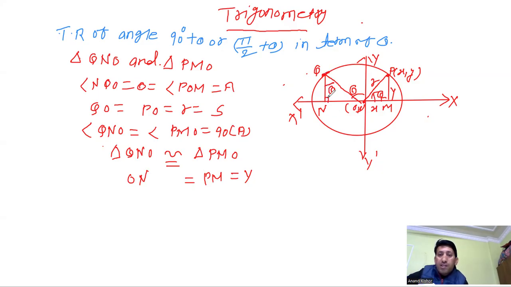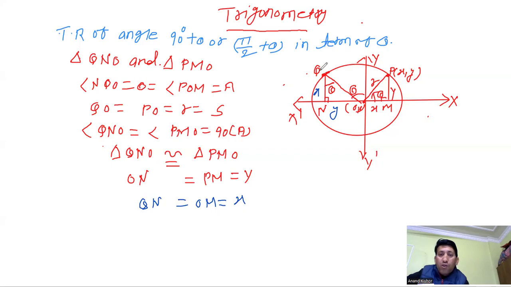So ON is equal to PM is equal to Y. So ON in the second quadrant for this angle is Y. So we are writing here Y. Now in triangle QOM, this is OM, and OM is equal to corresponding part; OM is X, so this is X. And we know this is in the second quadrant, so in the second quadrant this side OX is positive and OX dash is negative, so this will be negative.